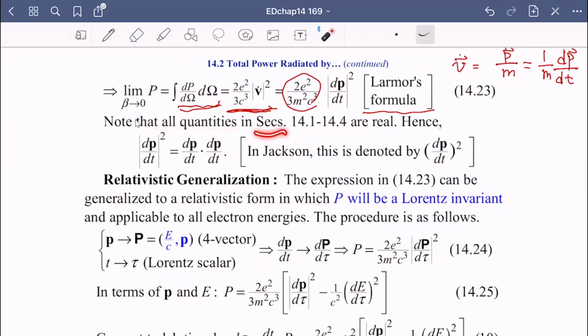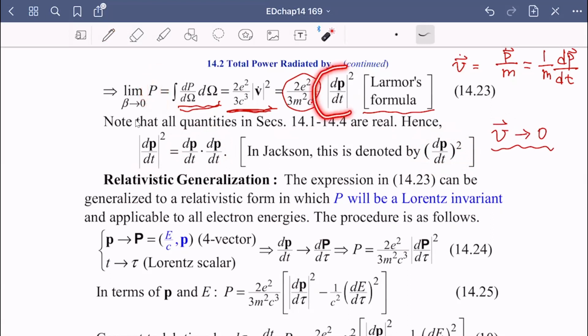Okay, note that all quantities in section 14.1 are real. Hence, that's this one. And in Jackson it is denoted as dP dt squared. Okay, that's Jackson notation. Now, that's the classical limit. V is very small, no speed.